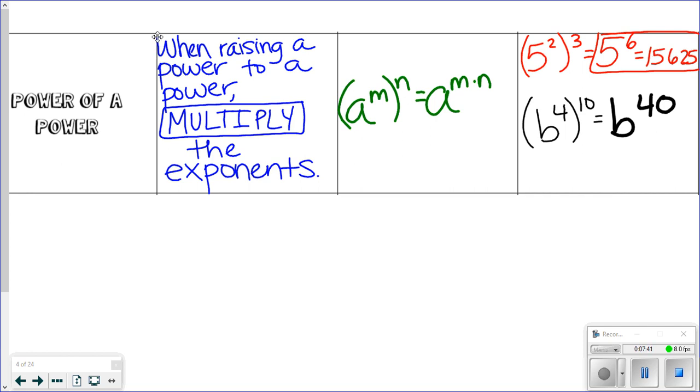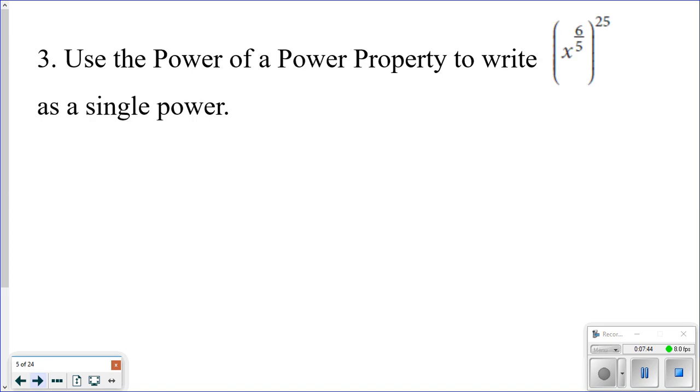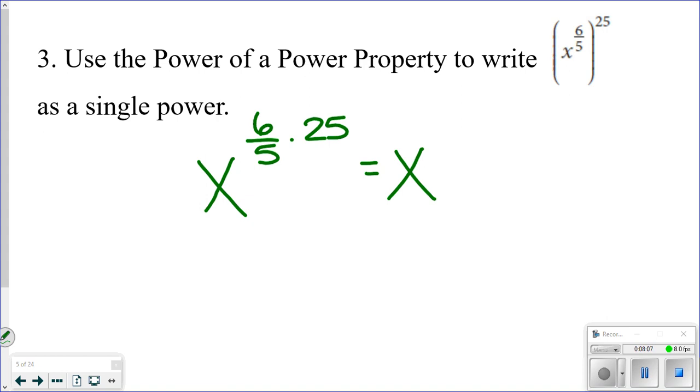Okay, back in your book, I want you to answer question 3. Don't let the fractions scare you. Remember, you're just multiplying, so use your calculator to help you. Six divided by 5 times 25. X raised to the 30 power.